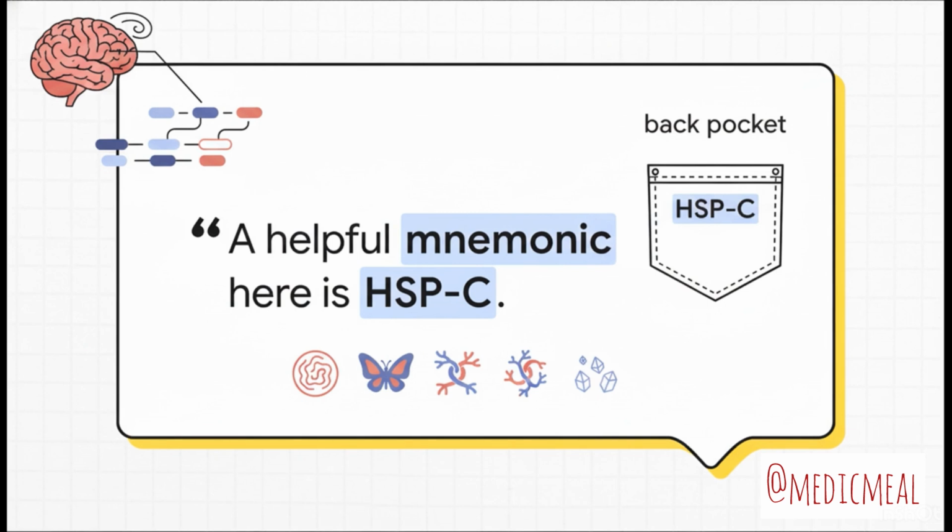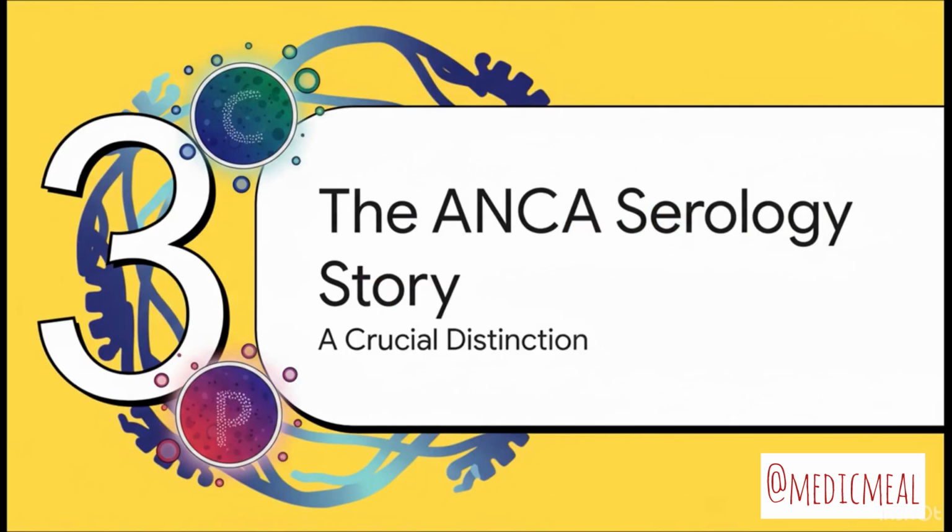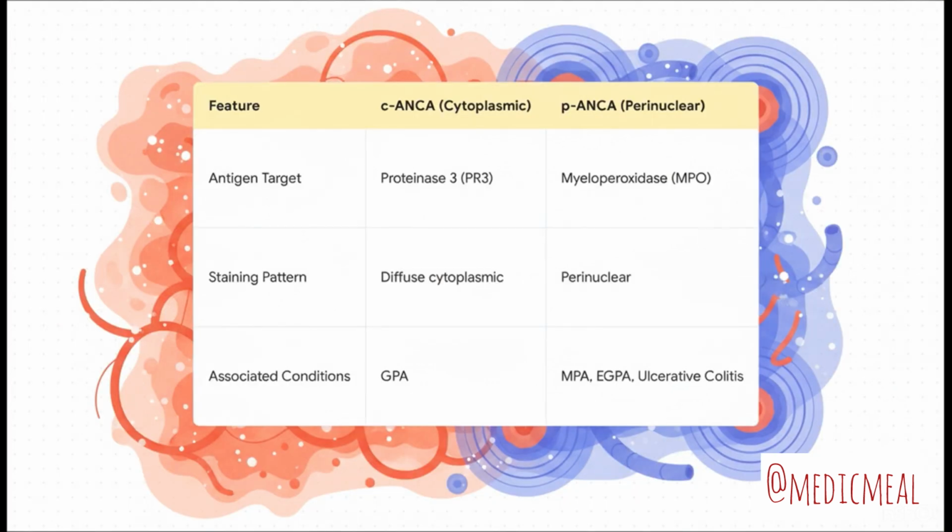It's a good one. Okay, let's really zero in on the ANCA-associated vasculitis for a minute, because we can't just throw them all in one bucket. The serology tells a huge part of the story, and you absolutely have to know the difference between C-ANCA and P-ANCA. It's just non-negotiable for diagnosis and management. Okay, so let's break this down, because it's critical. On the one side, you have C-ANCA. The C is for cytoplasmic. Its antigen target is protease 3, or PR3, and it gives you that diffuse cytoplasmic staining. The classic disease here is GPA.